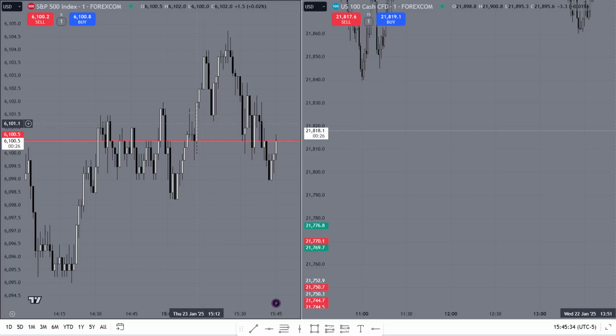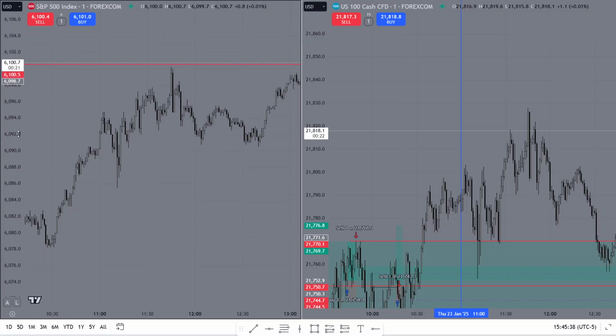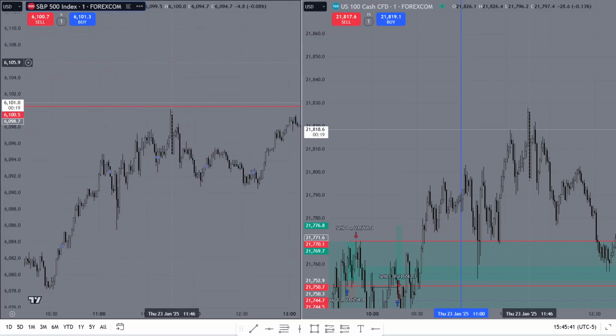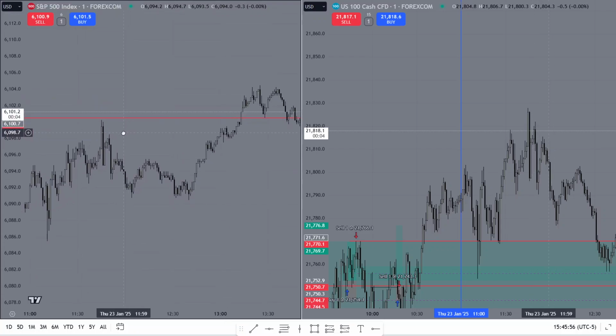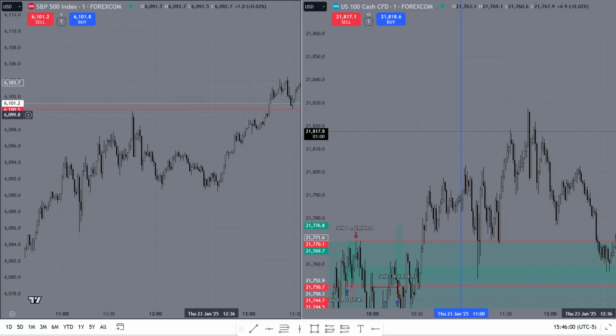Okay, this is fine. Alright, so let's go to 11:46. Right there, see that? ES did not go to the drawn liquidity. Does that change my bias? Because it missed my drawn liquidity by 2 handles. Does that change anything? Absolutely not. Your bias should not change one bit until your drawn liquidity is hit.